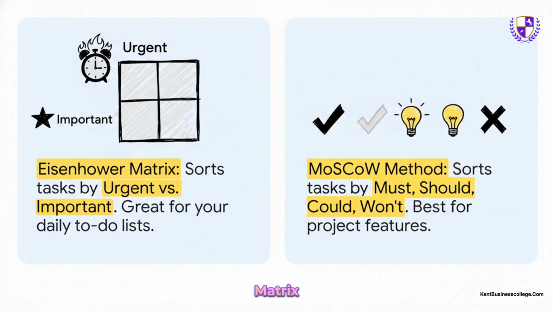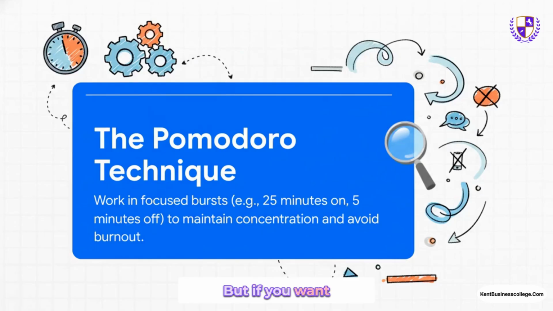The Eisenhower matrix is perfect for your daily tasks. It helps you see what's actually important versus what's just making the most noise. And the MoSCoW method is fantastic for bigger projects when you need to decide what you must do versus what you could do. But if you want a super simple trick you can literally start using today, you have got to try the Pomodoro technique. I promise you, it is a total game changer for your focus.